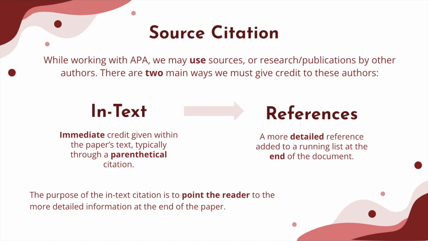There are two main types of citations: in-text, which you add immediately after using a source, most often in parenthetical citations. The point of this type of citation is to point the reader to information about the author in the references section at the end of the paper. The second type is the references section itself. This serves to give more information about sources. There should be enough information for the reader to go locate the source on their own.